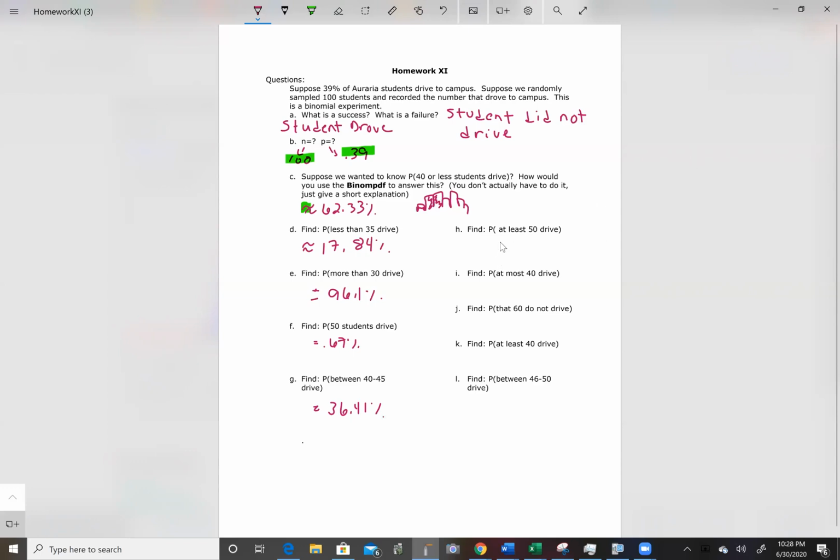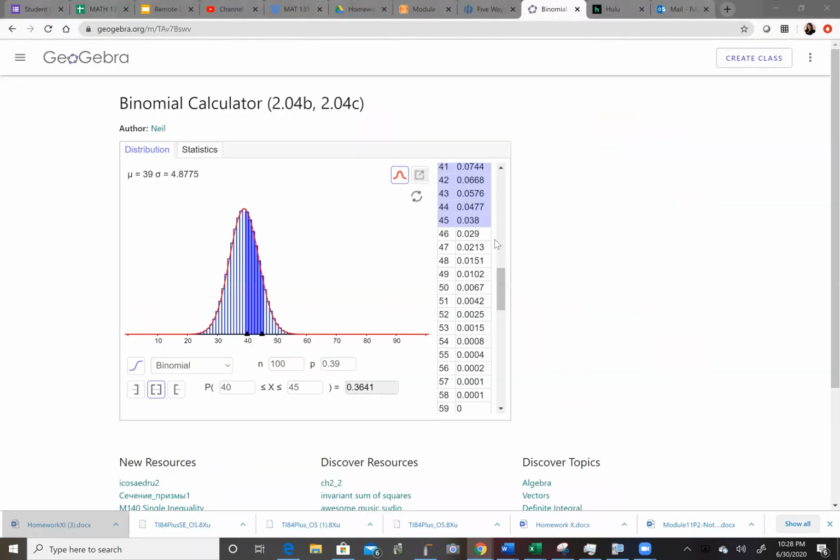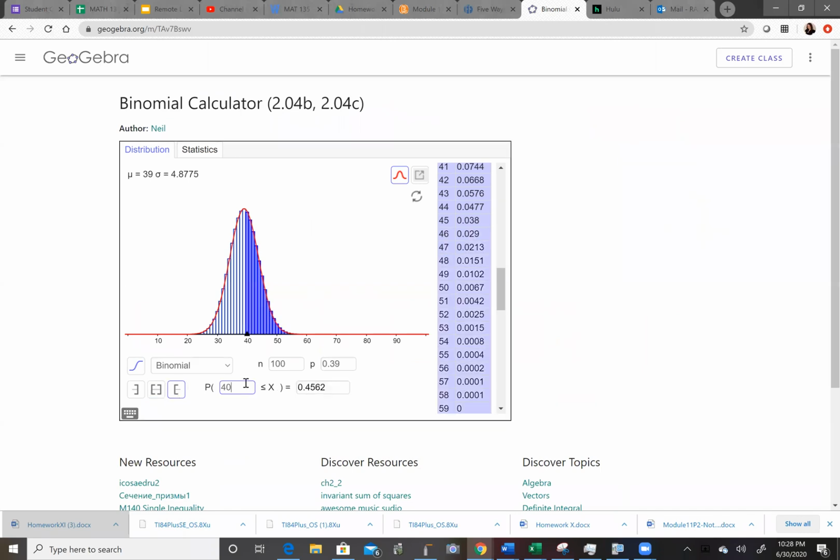At least 50 drove, so 50 students or more, and it could be equal to 50. So we're going to do the right-hand side, and we'll do 50, and that is 45.62%.